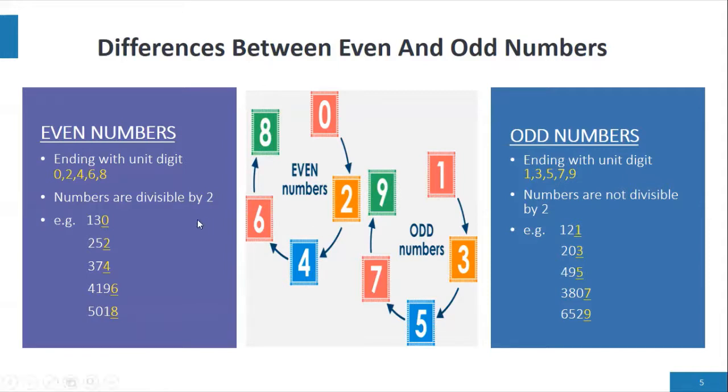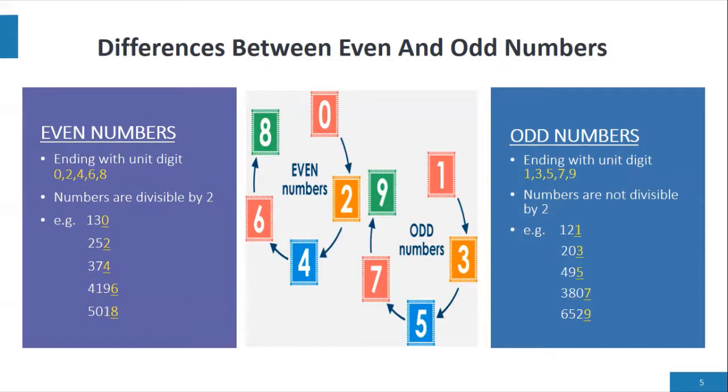In an even number there would be no remainder after dividing it by 2, and they will divide into 2 equal groups. But odd numbers will not divide into 2 equal groups, and after dividing by 2, the remainder would be 1.